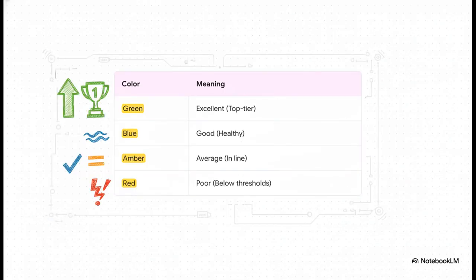And the very first layer of context is this brilliant, super simple color coding system. You don't even have to read the numbers at first. If you see green, that's excellent. We're talking top-of-the-class performance. Blue means good, healthy, solid. Amber, meh, it's average, kind of middle of the pack. And red? Well, red is your signal to stop and pay close attention. It means something's below the acceptable level and definitely needs a closer look.